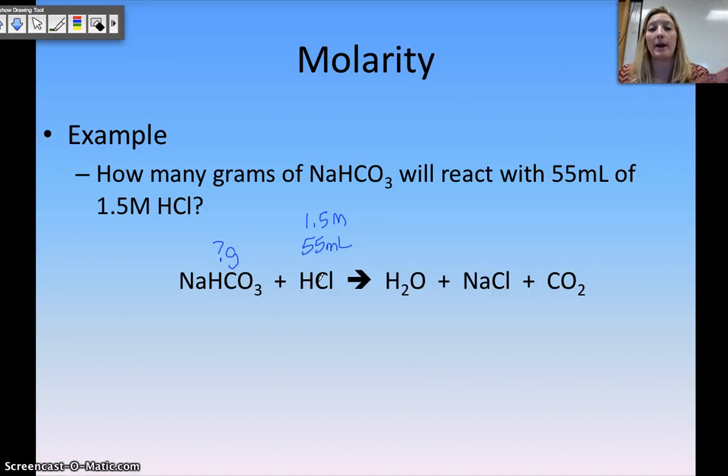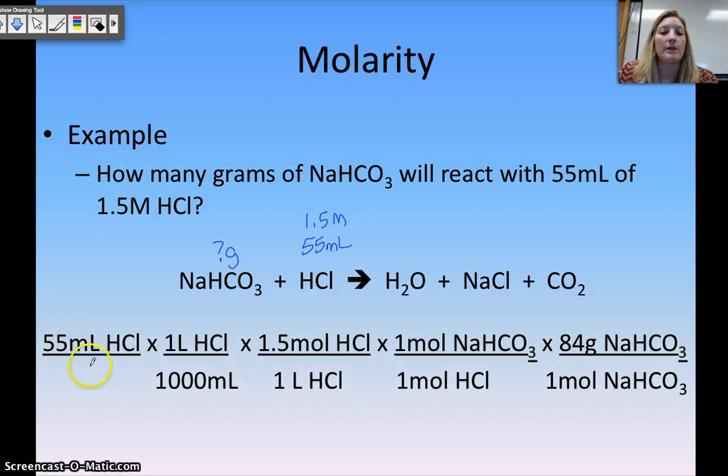But think back to your mole map. The only places that we can start are these big ones. Molarity is a pathway, so we can't start there. We have to start with our volume. So starting with our 55 milliliters of HCl, we'll have to go volume to moles, moles to moles, and then moles to grams.